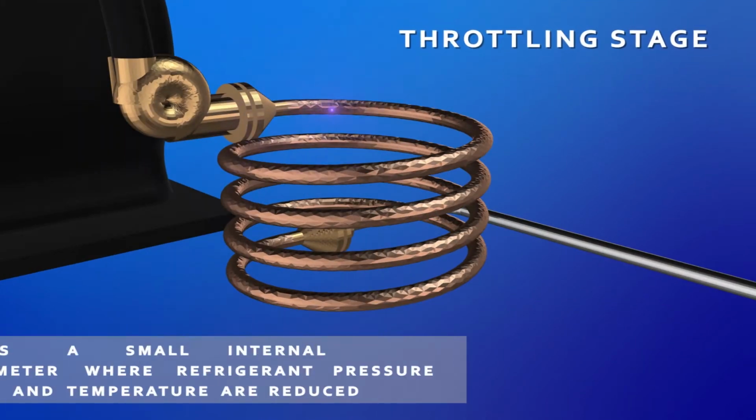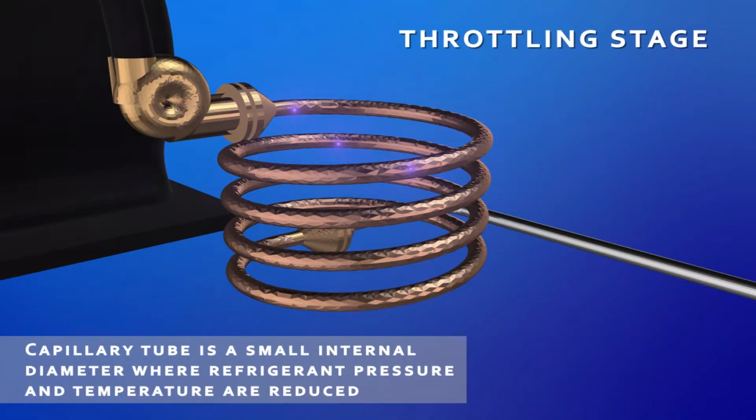The expansion or throttling stage occurs in this expansion device in most domestic and commercial refrigerators. A capillary tube is used as an expansion device. This capillary is a thin tube of a small internal diameter where refrigerant pressure and temperature are reduced.